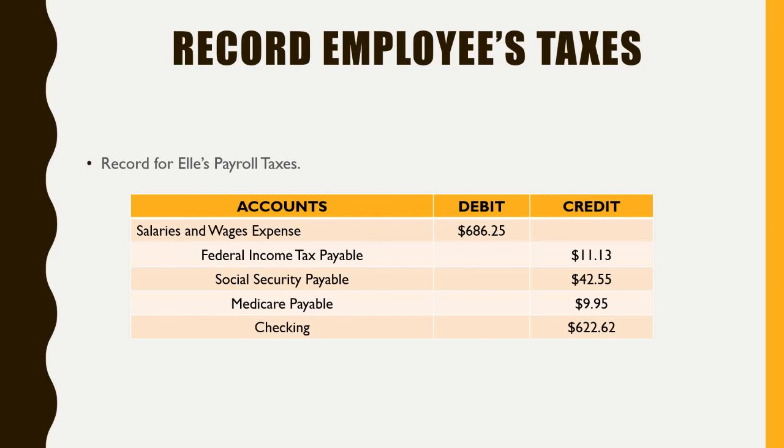So L, right, gets the $686, right? But that's not true. That's how much she earned. We have to deduct all the federal taxes that are going to come out of her paycheck, and then we're going to give her her net pay. So in this case, we need to subtract $11.13 for federal income tax, we need to subtract $42.55 for Social Security, and we need to subtract $9.95 for Medicare. So that means she's going to end up walking away with $622.62. Okay? That's the bare minimum.